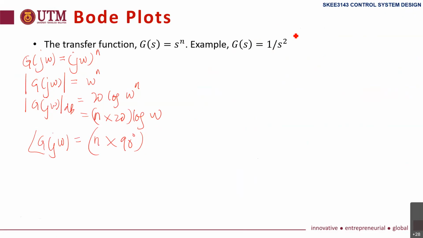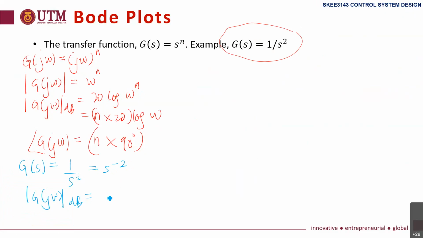Let's take this as an example. If Gs equals 1 over S squared, it's actually equal to S to the minus 2. That means here n is minus 2, the magnitude in dB is minus 40 log omega. And the phase angle is minus 180 degrees.